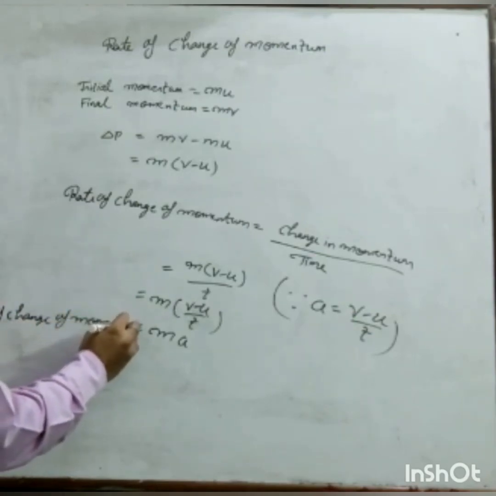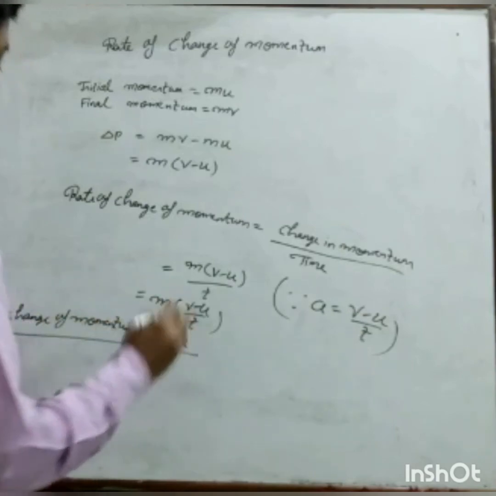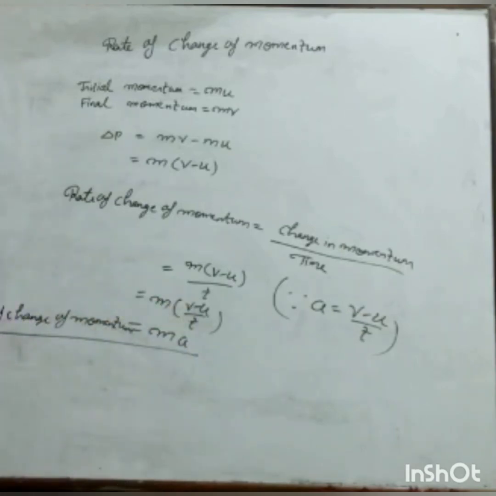The rate of change of momentum is equal to ma. This relation holds true when the mass of the body remains constant. When a force acts on a body, the rate of change in momentum of the body is equal to the product of the mass of the body and the acceleration produced in it due to that force, provided that the mass of the body remains constant.